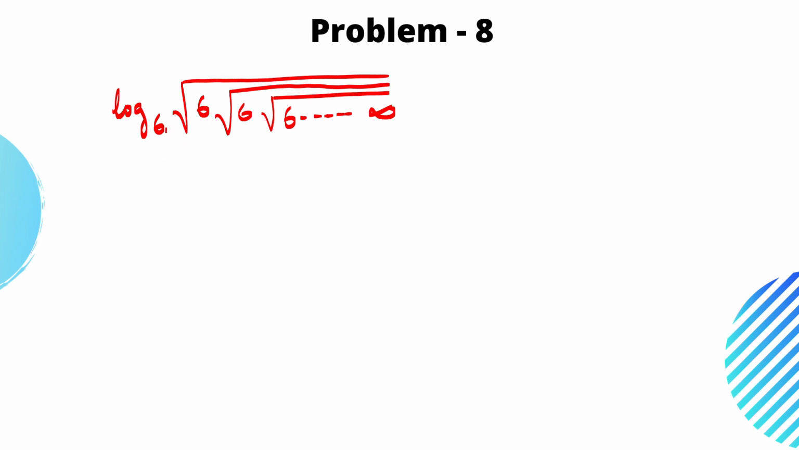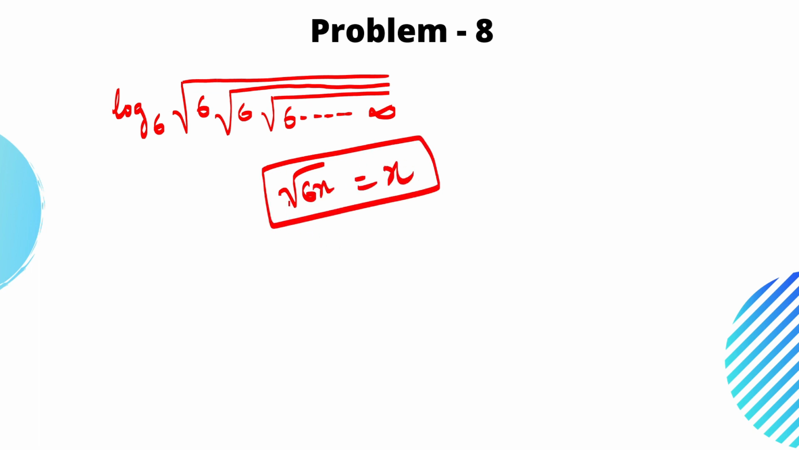Log root 6 to the root 6 and root 6 till infinity to the base 6. So how can we solve this? We can use the concept of recursion. So in recursion, what we shall do is, in this case we shall take root 6x as x. Alright, we are comparing this with x.